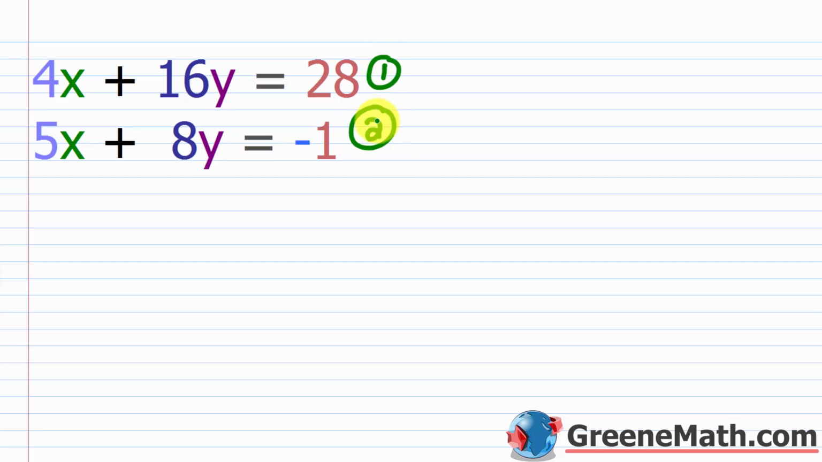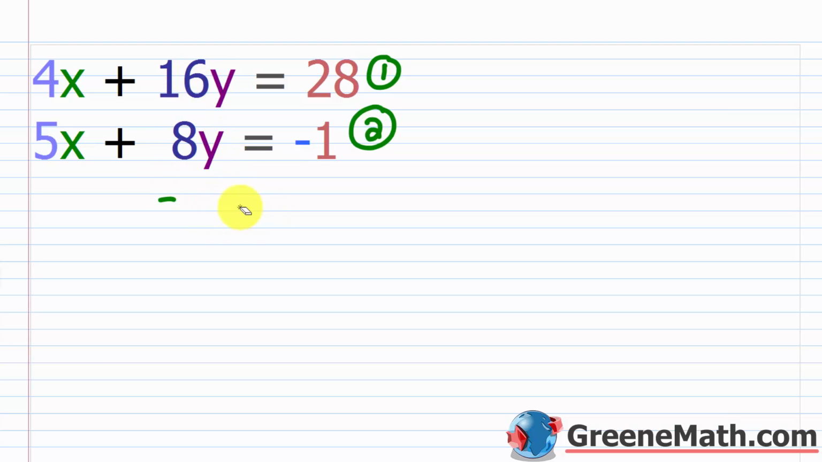Now, with the elimination method, we know that our goal is to eliminate one of the variables. So we want to take one pair of variable terms and make the coefficients opposites. I look at the coefficients for x, I have 4 and 5. Then the coefficients for y, I have 16 and 8. So it's easier to work with y, because I can multiply this 8 by -2, and I would have -16 there. So this would give me a -16y and a 16y.